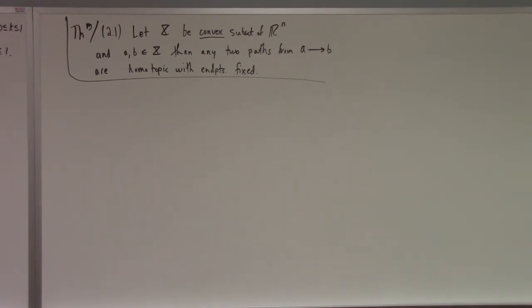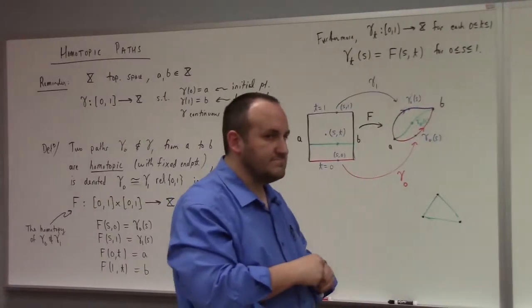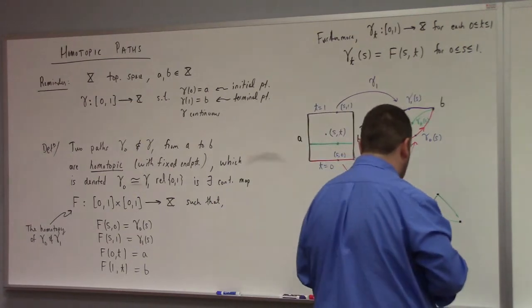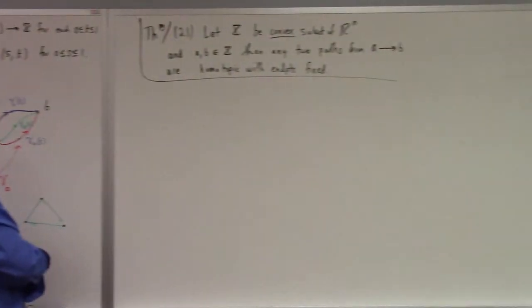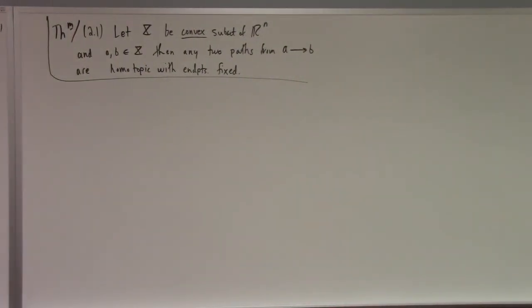We should come back to this later. Is there a relationship between this and star-shaped sets? They are related. Certainly convex implies star-shaped, but star-shaped is not necessarily convex.